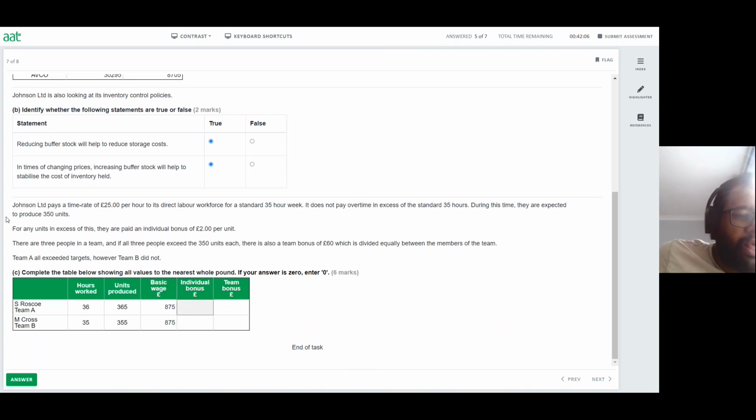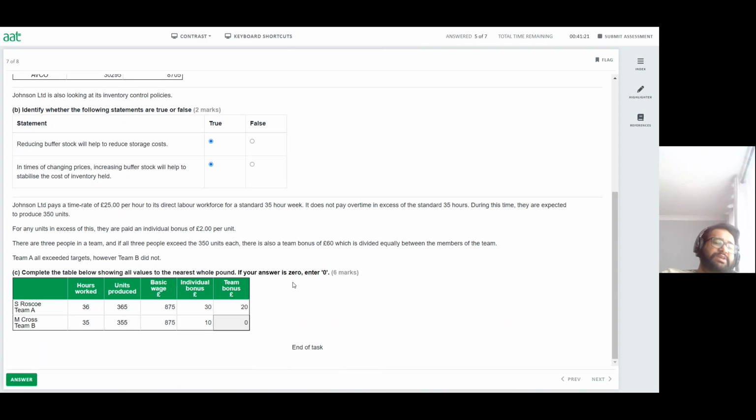And then it also says for any unit in excess of 350 units, they get a £2 per unit individual bonus. So here, £2 per unit, 2 multiplied by 15 units excess is going to be £30. They want it in the nearest whole pound, so we're going to use the nearest amount there. We don't change the decimals. So M Cross, at 5 units multiplied by 2, that's £10 there. But the team bonus, if it's £60 for a team with 3 members, each member will qualify for a £20 bonus. But this person is not qualified for the bonus, so there will be a 0 bonus there.